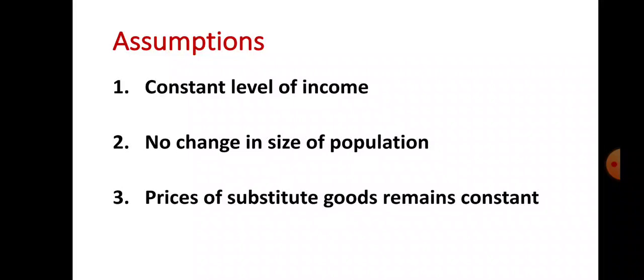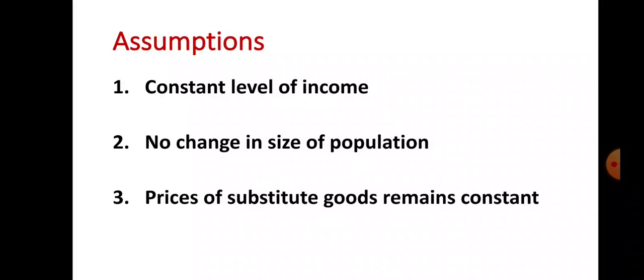Number 1 is constant level of income. Constant level of income means there is no change in the income of the consumer. This is the first assumption of the law. Second one is there is no change in size of population. There is no change in age structure and age composition of the population. So there is no change in size of the population. That is the second assumption under the law of demand.